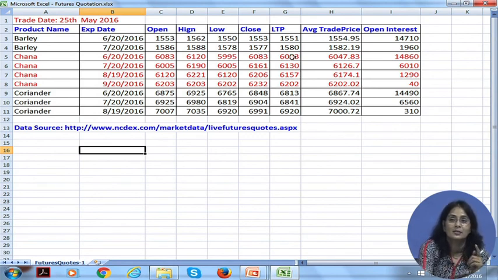Last traded price is the last trade which has been executed on the exchange platform, but the close price is the average price of trades happening within half an hour of closing. Similarly, you have an LTP of 6130 for chana, that is the July contract, but the close is 6160. Similarly, you can see that the LTP is different from the close price, and this close price is used to calculate the mark to market margin on a daily basis.